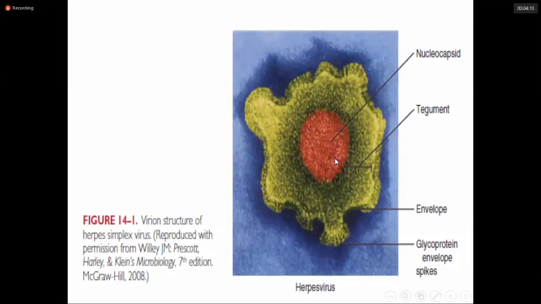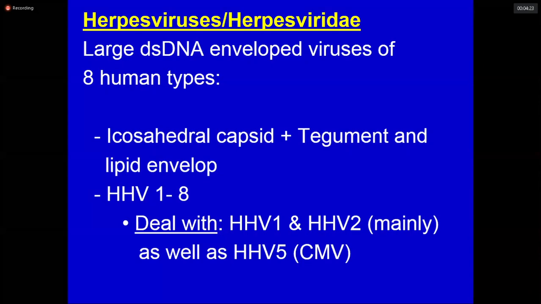You have seen this picture before. This is the nucleocapsid, the tegument, and then you get the envelope. So what we have is the tegument and lipid envelope. We said they are the human herpes virus, HHV, human herpes virus, 1 to 8, 8 types.